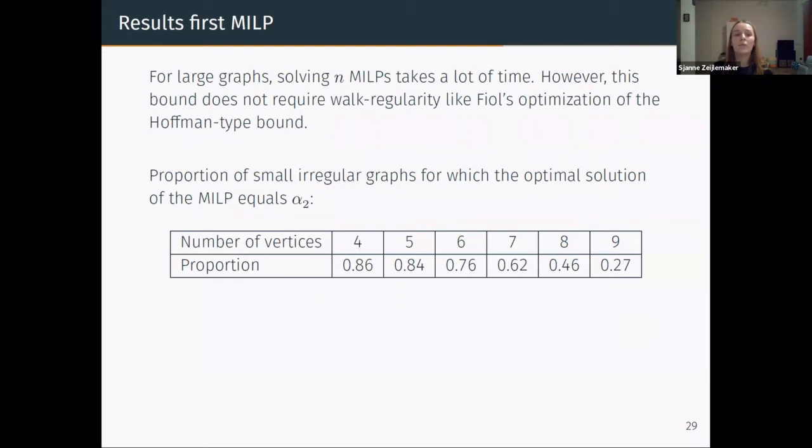Now, for large graphs, this takes quite a bit of time, as we have to solve it for every vertex, and it's mixed integer programming. However, we don't have any kind of regularity requirements. So compared to this previous bound from Friel, we have quite an advantage here. And even if we look at, for example, small irregular graphs, we already see that for quite a large percentage, we still find an optimal solution which corresponds exactly to the value of alpha.